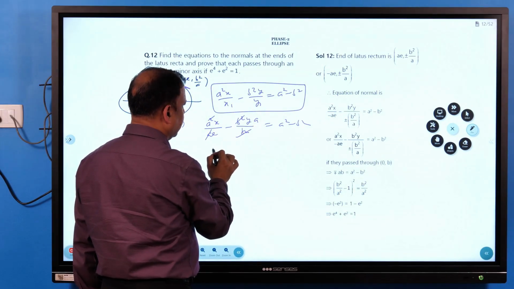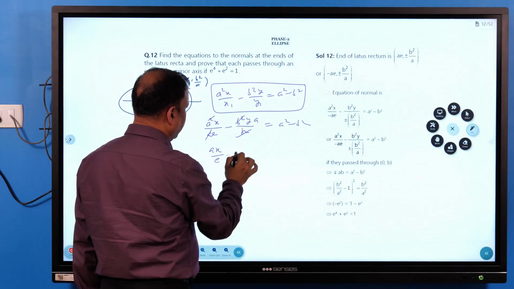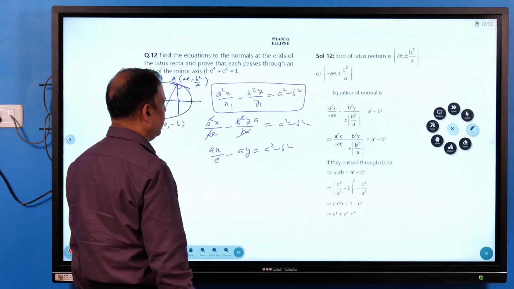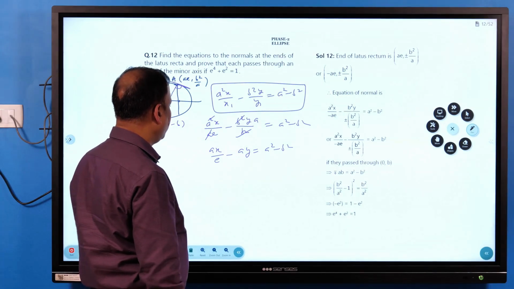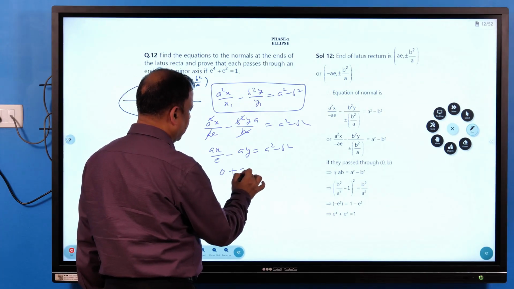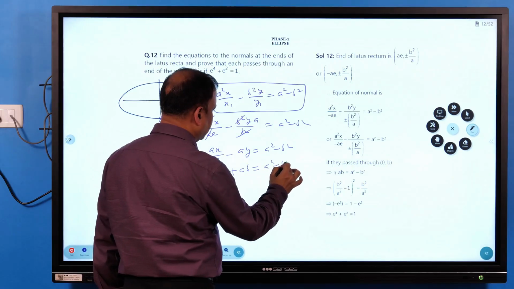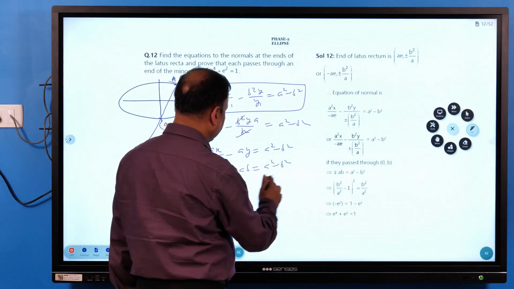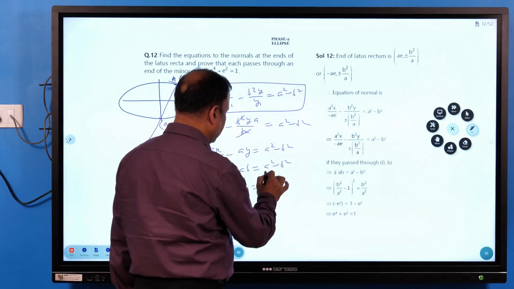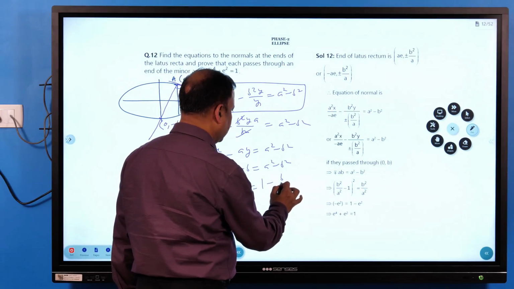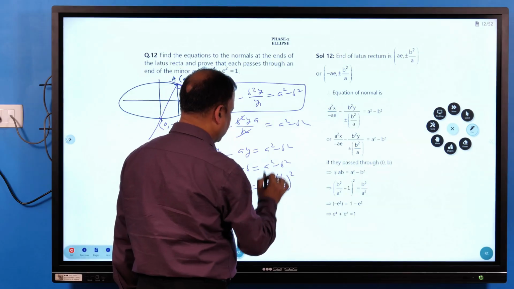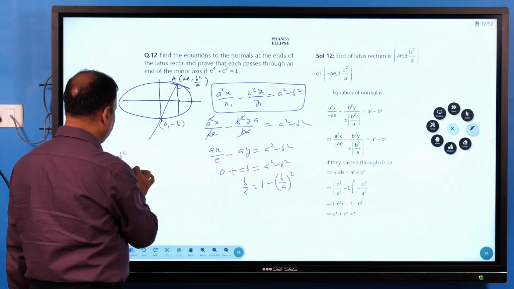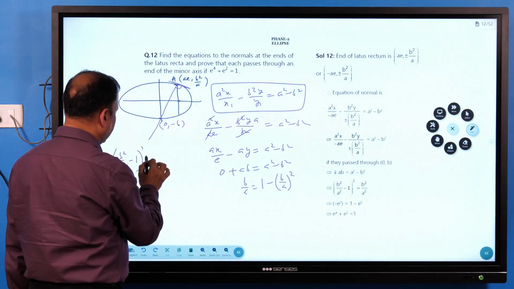So aex minus ay is equal to a square minus b square. Now, as per the condition, this is passing through (0, minus b). So 0 plus ab is equal to a square minus b square. So dividing by a square, we will get b upon a is equal to 1 minus b upon a whole square. So we can write this as b square upon a square into (1 minus b square upon a square) is equal to b square upon a square.